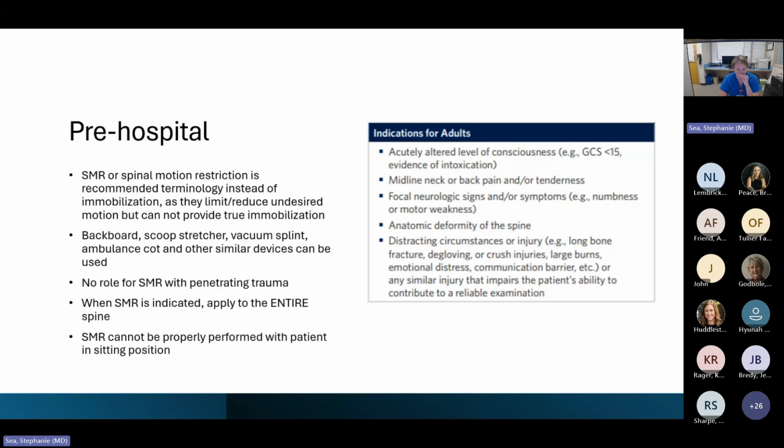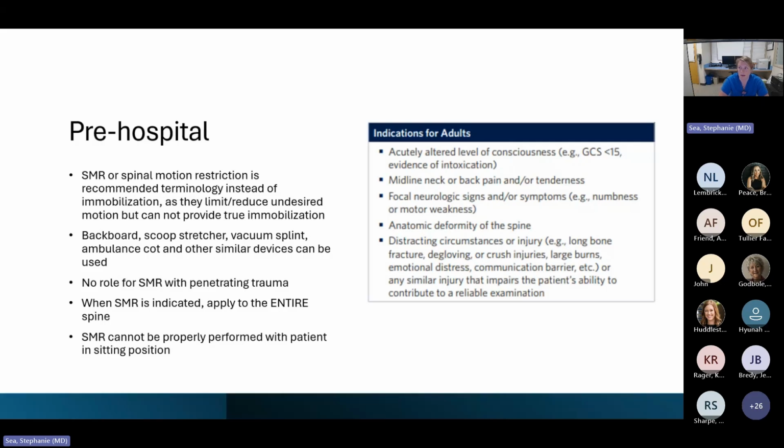Oftentimes we'll see cervical collars get placed if there's a penetrating injury, but there's really been shown no role for immobilization, or restriction. See, I even say it inappropriately, but spinal restriction with penetrating trauma. And again, that's just because the risk of true injury is so low.